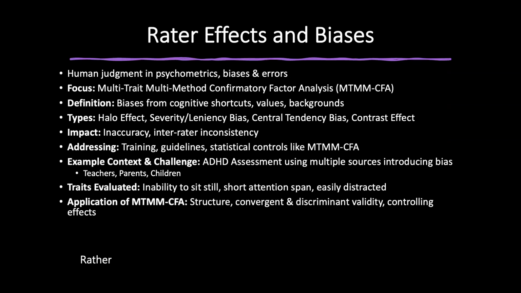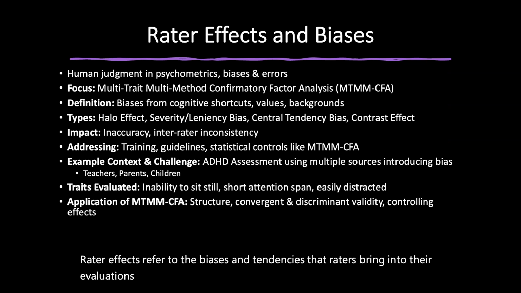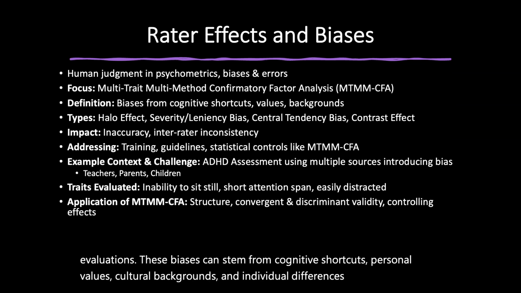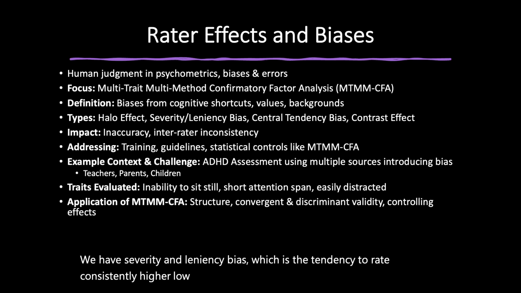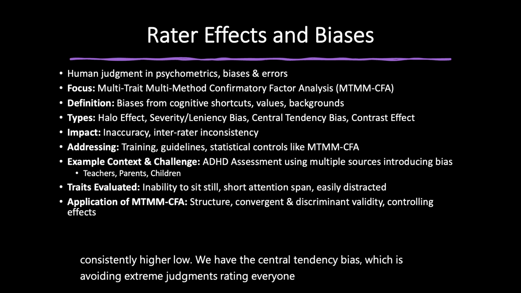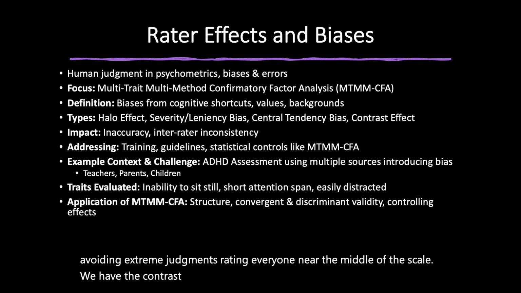Rater effects refer to the biases and tendencies that raters bring into their evaluations. These biases can stem from cognitive shortcuts, personal values, cultural backgrounds, and individual differences in interpretation and perception. We have the halo effect, generalizing one positive trait to an overall positive rating. We have severity and leniency bias, which is the tendency to rate consistently high or low. We have the central tendency bias, which is avoiding extreme judgments, rating everyone near the middle of the scale. We have the contrast effect, rating someone relative to others rather than to objective standards.